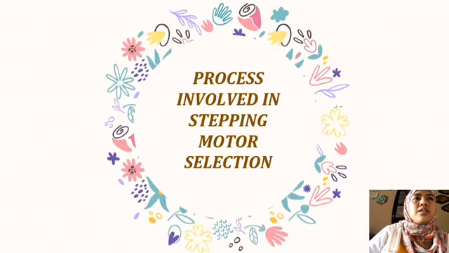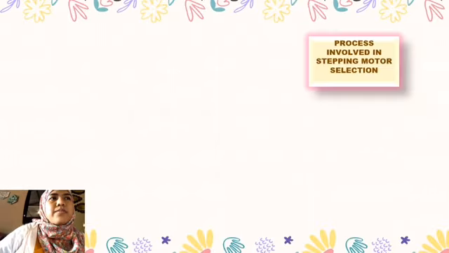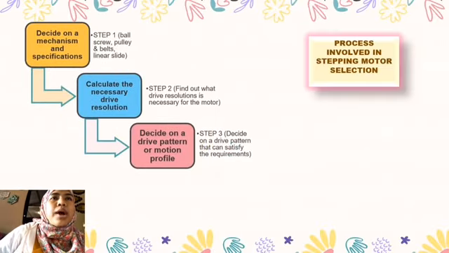Turning to the first subtopic, which is the process involved in stepping motor selection. Step 1. Decide on a mechanism and specification, which is ball screw, pulley and belt, or linear slide. And step 2 is calculate the necessary drive resolution, which is find out what drive resolution is necessary for the motor. And then step 3 is decide on a drive pattern or motion profile, which is decide on a drive pattern that can satisfy the requirement.